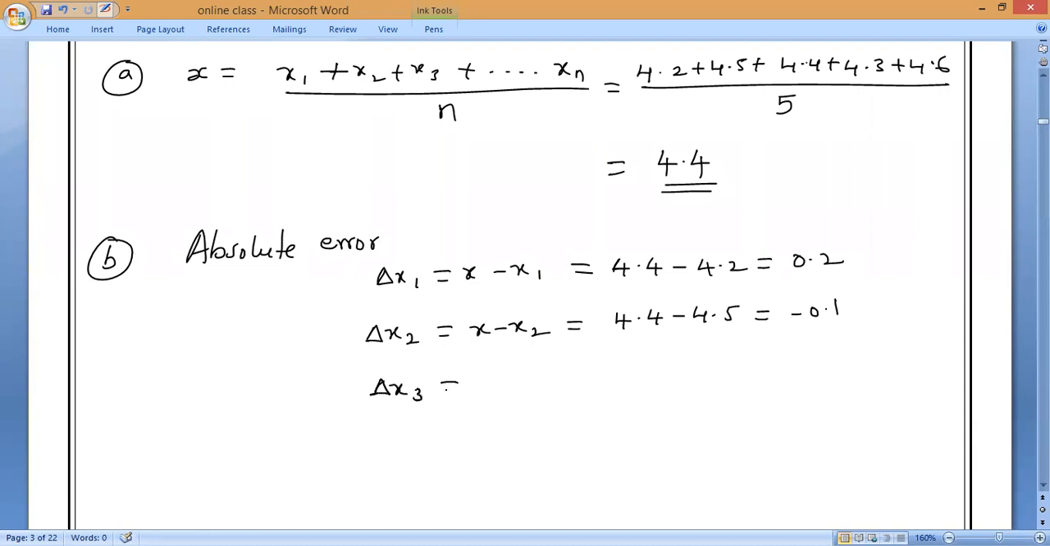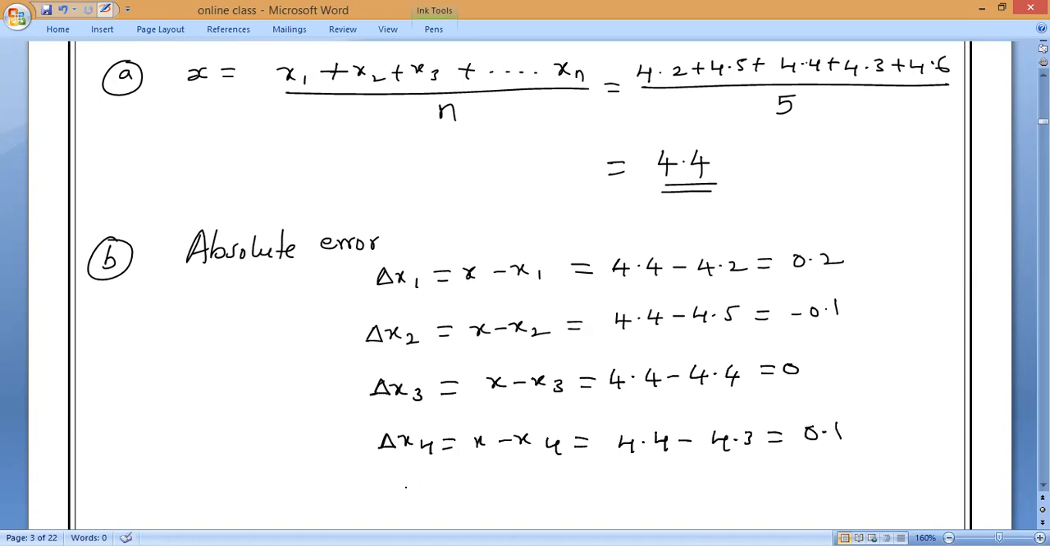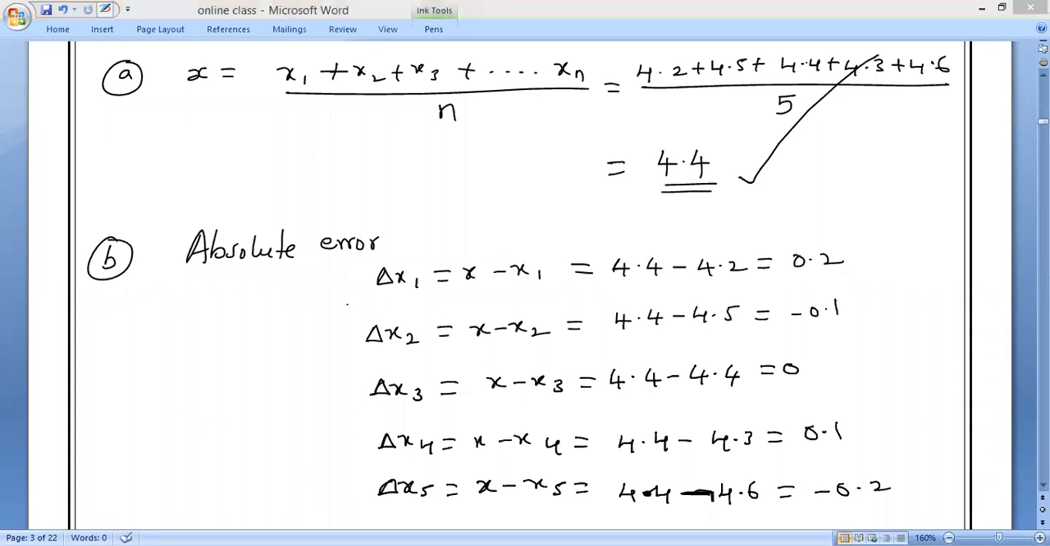Next, delta x3 is equal to x minus x3, which is 4.4 minus 4.4. The error is 0. Next, delta x4 is equal to x minus x4, which is 4.4 minus 4.3. The error is 0.1. Next, delta x5 is equal to x minus x5, which is 4.4 minus 4.6, equal to minus 0.2. Did you get the 4.4, everybody?